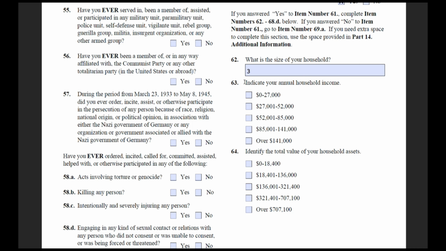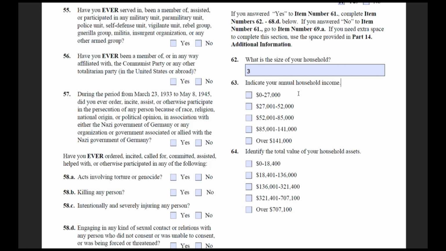This question asks to list an estimate of your annual household income. So here, you will estimate the income of all members of the household whom you have counted above. DHS specifies here that any income obtained from a lawful source can be counted, including income obtained without work authorization, as long as it was obtained legally. Here, you can also count any income from alimony and child support.